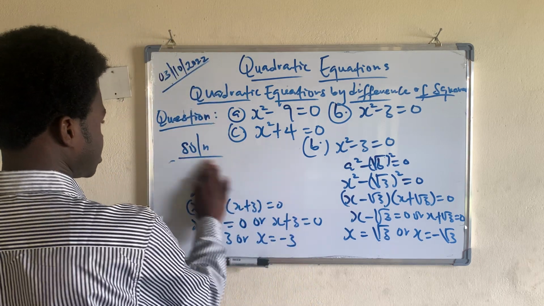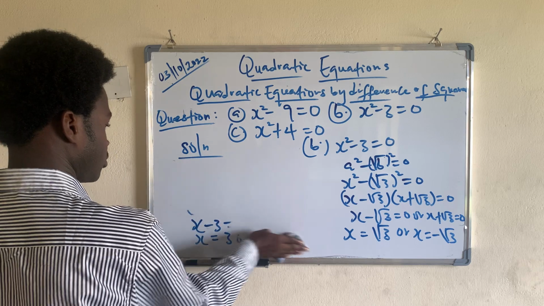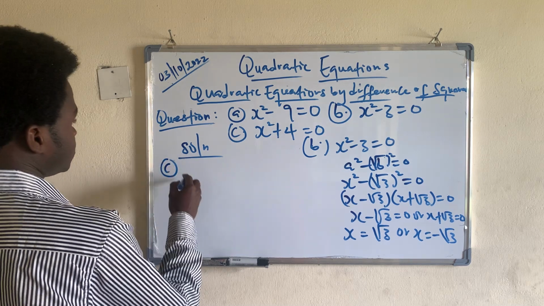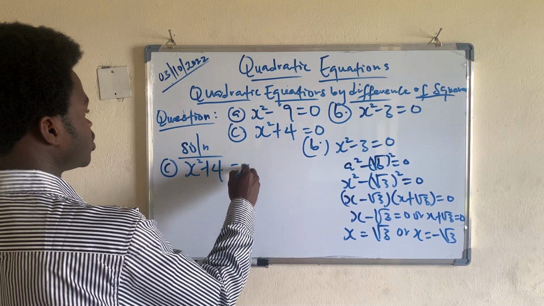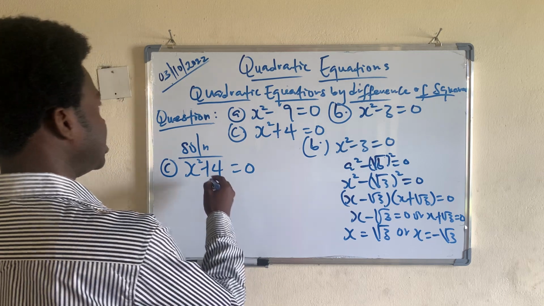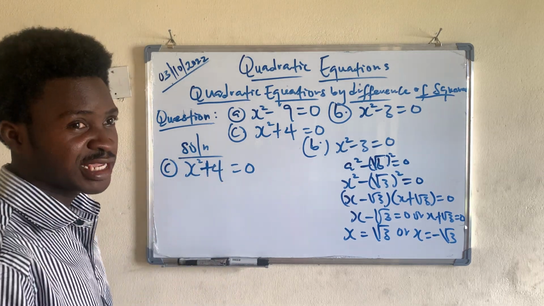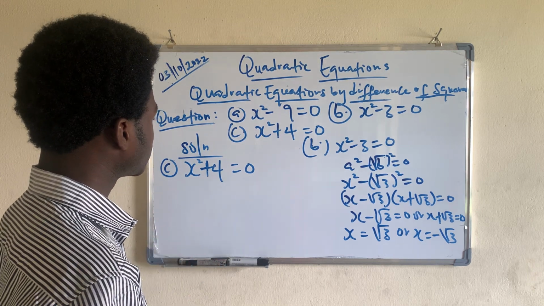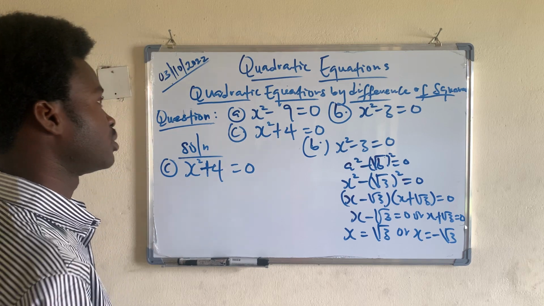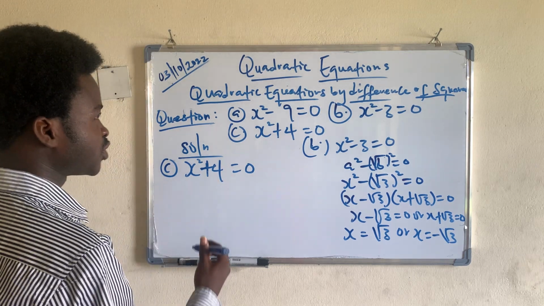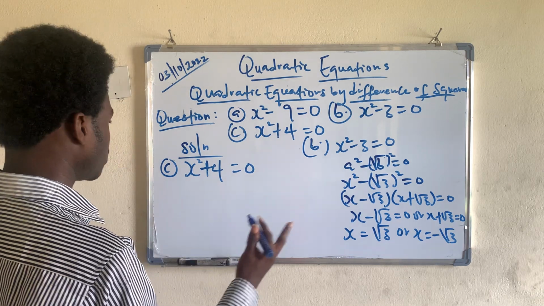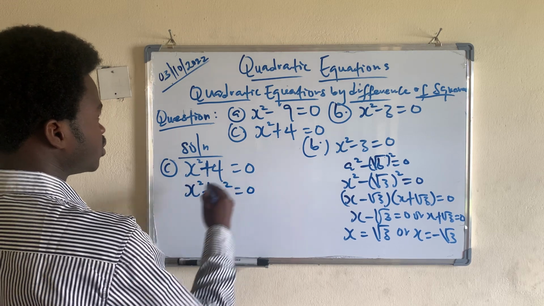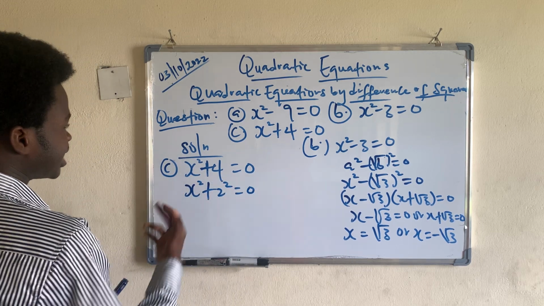So I have to rub off this. We have C to be x squared plus 4 equal to 0. Okay, pay attention. In this case, we can express this firstly as the sum of squares, not the difference of squares. So this can be written as x squared plus 2 squared equal to 0. That's a sum of squares, because it's an addition sign.